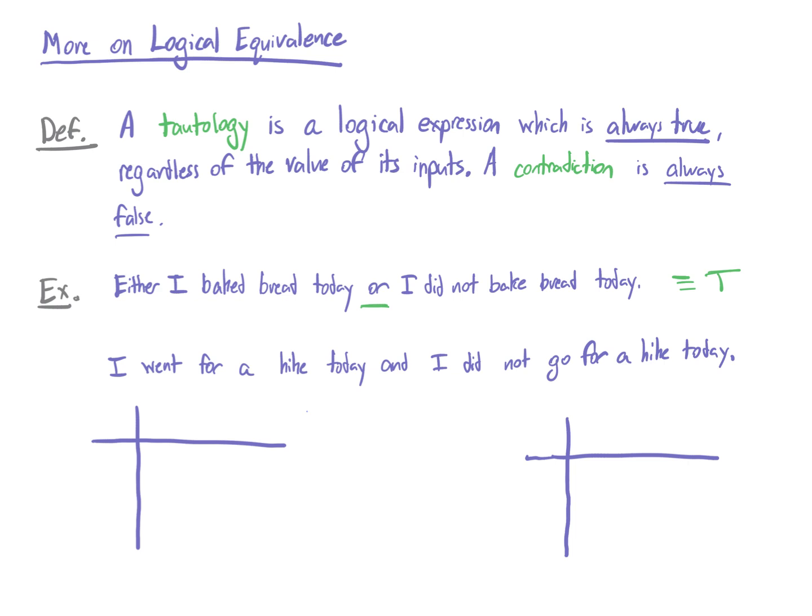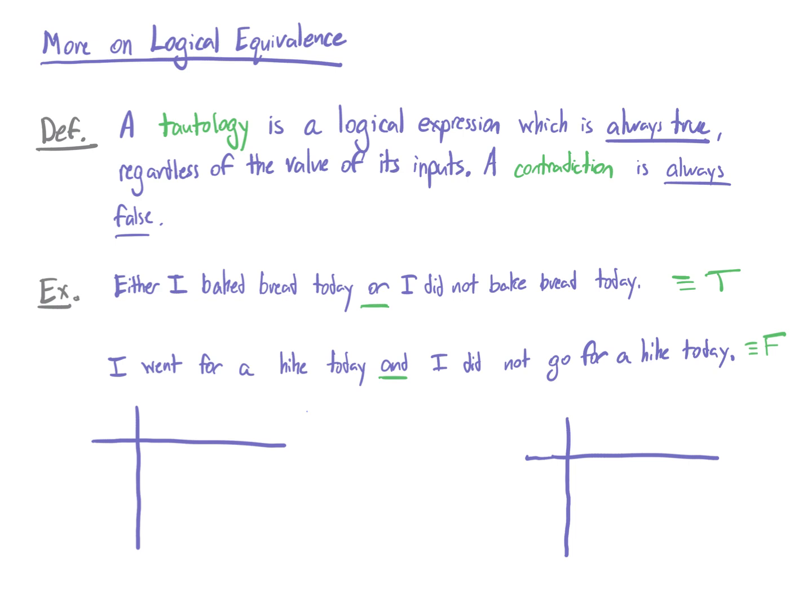Let's take a look at another example. I went for a hike today, and I did not go for a hike today. Unlike the last one, this logical expression, this statement, is always false, regardless of whether I went on a hike or not, because obviously I can't both go on a hike and not go on a hike.